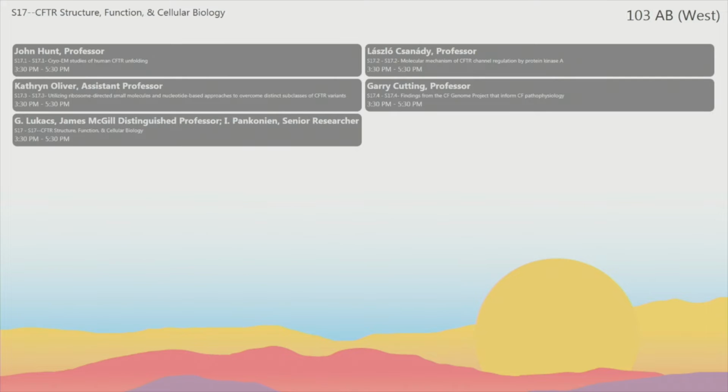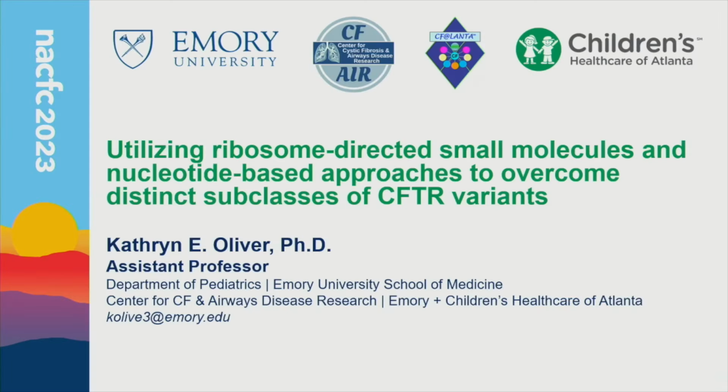So our next speaker is Catherine Olivier, and the title is Ribosome-Directed Small Molecules and Nucleotide-Based Approaches to Overcome Distinct Subclasses of CFTR Variants.